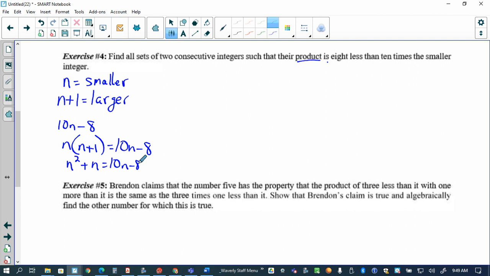What do we need to do here, folks? Why, though? We'll subtract 10n, and what else? Plus 8. And over here, is the 8 going to have a like term? No, so minus 10n plus 8 goes up to the right. So what does that give us when we add these up? n squared minus 9n plus 8 equals 0.